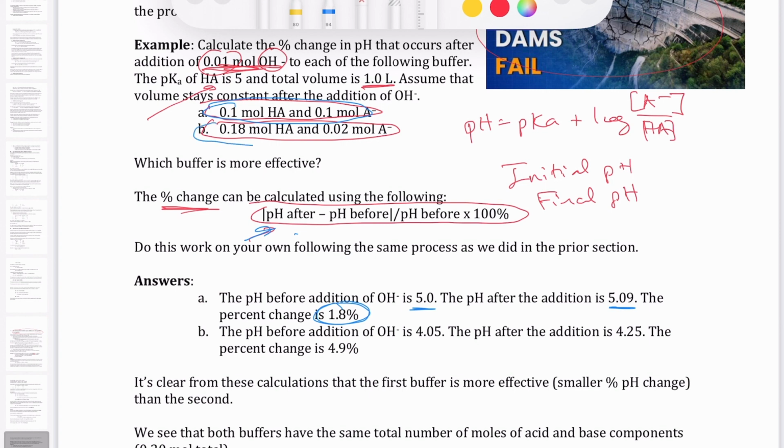Now, if you start with the second buffer, part B, if you calculate the pH before addition of the OH minus, it is 4.05. After you add the OH minus, the pH is 4.25. And it makes sense that this buffer is more acidic to start with because there's more of the weak acid component compared to the conjugate base, right? So we start with a more acidic buffer. After we add the base, that's the new value. Interestingly, if you calculate the change in pH in terms of percentage, you find that this buffer actually has a larger pH change. It's 4.9%.